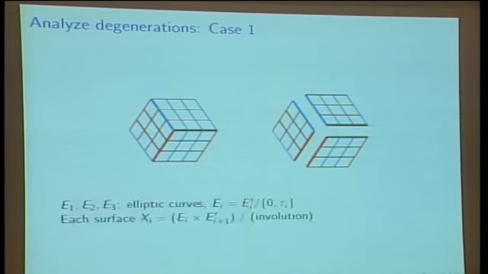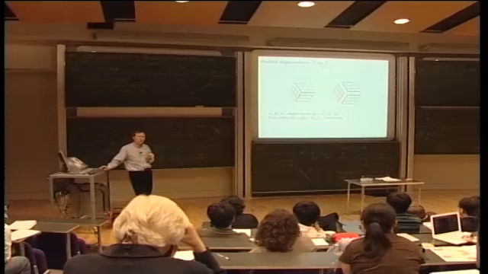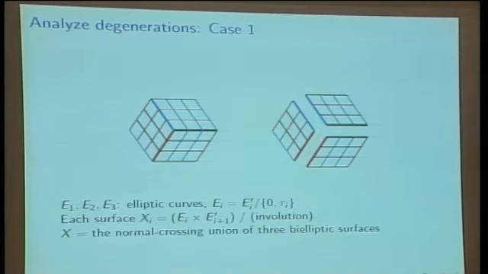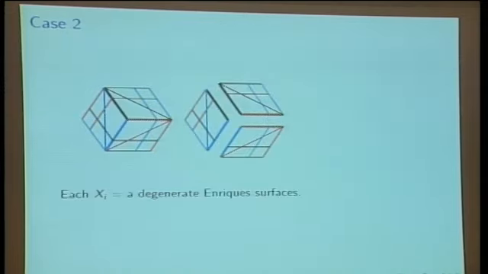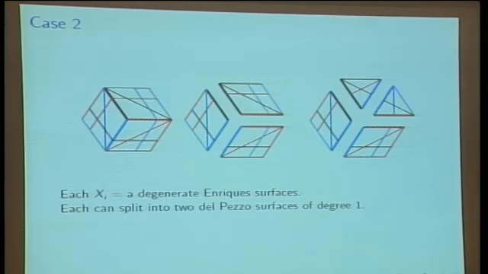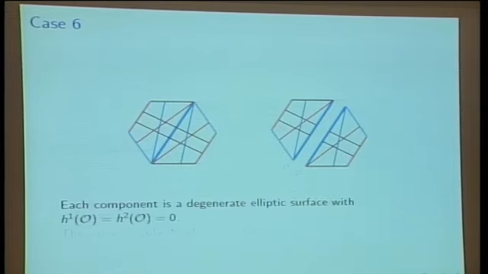So there are 3 elliptic curves, and there are 3 surfaces, which are products of those elliptic curves, modulo an involution. And it's a normal crossing. You get a normal crossing of 3 bielliptic surfaces. And in this case, you get Enriques surfaces, for example, or in that case, you get some Del Pezzo surfaces. So you can compute singularities, lots of things.